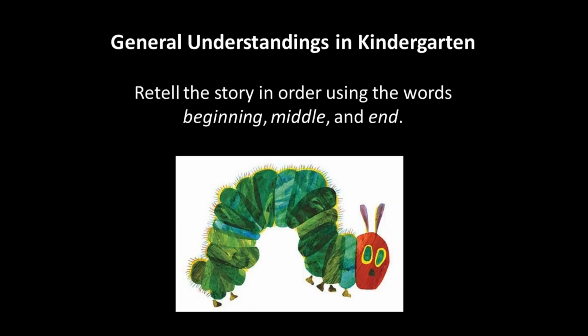So let's go through an example that we used back when we were together, and this is going to just take us through each of the levels of text-dependent questions using the text, The Very Hungry Caterpillar. So if we're beginning at the bottom of our pyramid, of our hierarchy, and we're talking about general understandings, something that you might ask the kids to perform in terms of a task would be to retell the story in order using the words beginning, middle, and end.